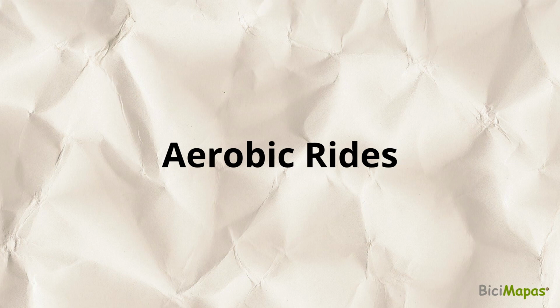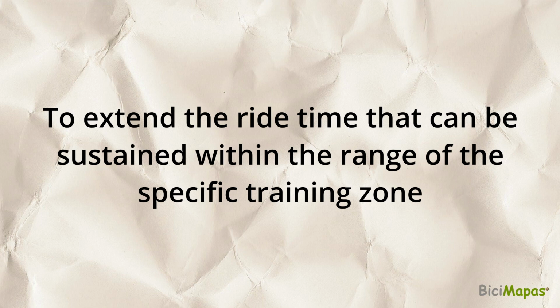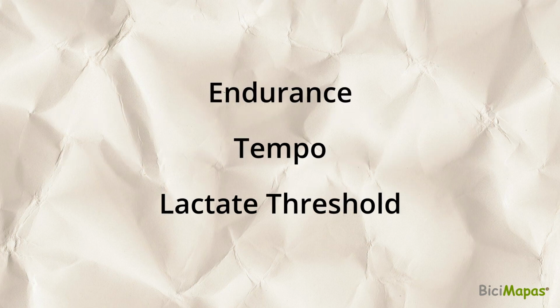Aerobic rides. Their target is to improve both the low and high aerobic systems. By improving I mean to extend the ride time that can be sustained within the range of the specific training zone. There are 3 aerobic ride subtypes. Endurance, tempo, and lactate threshold.